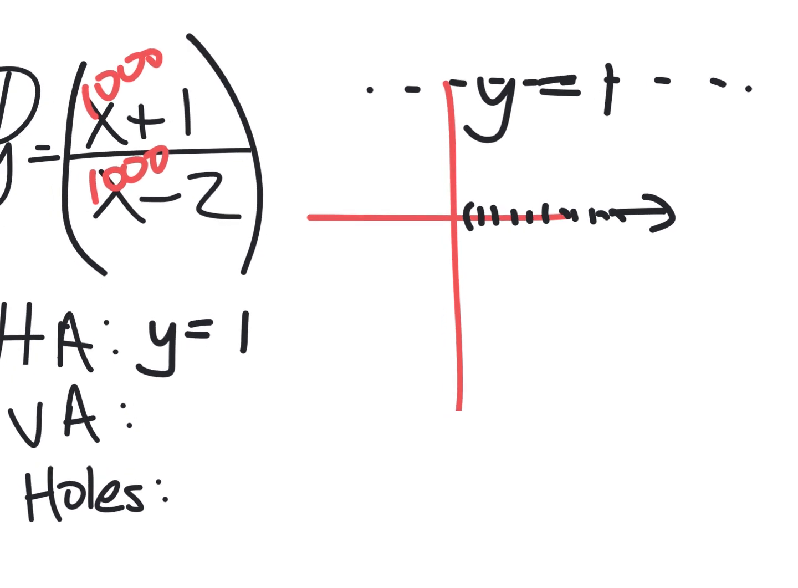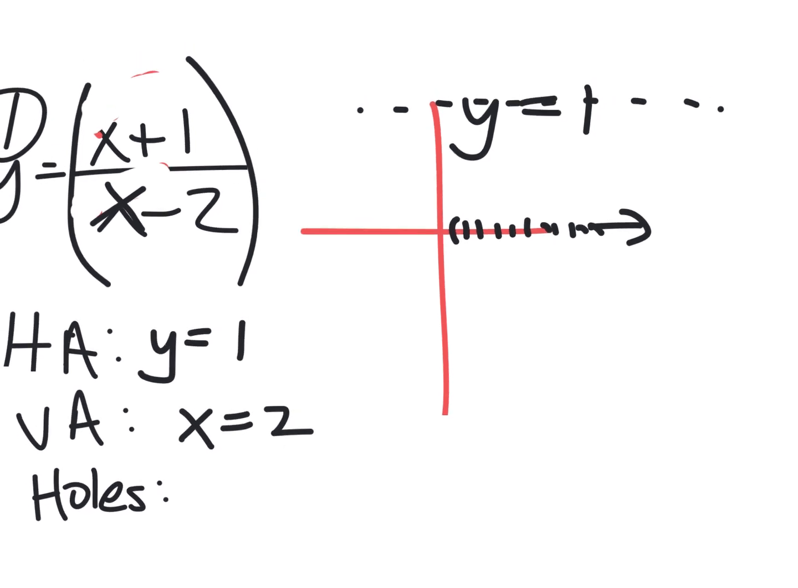Okay, the verticals, that's what makes the bottom 0. What would make the bottom 0? 2. Yes, so that's the vertical asymptote. And there were no holes because nothing canceled.